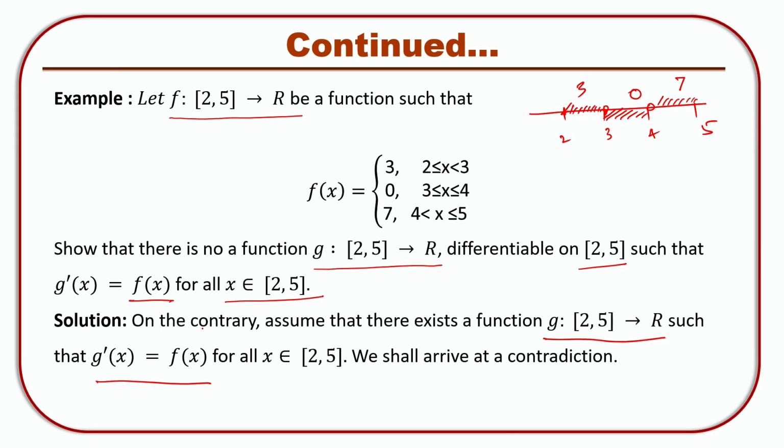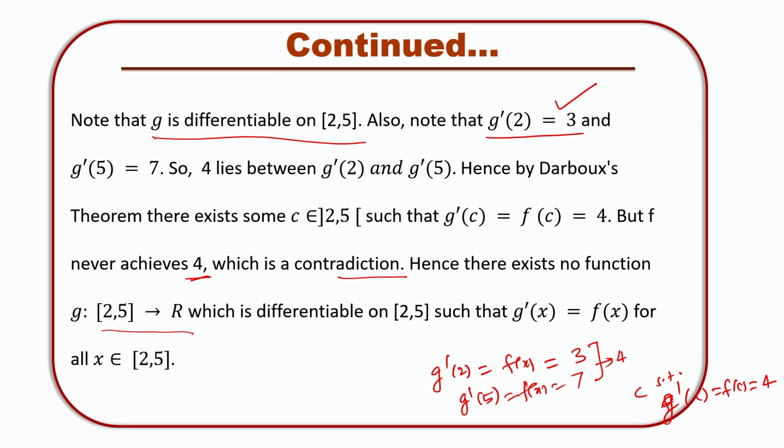As you can see here, there is no 4. There is no 4 because all these are constant numbers between 2 to 3, 3 to 4 and 4 to 5. So g'(x) never achieves that value, and therefore this is a contradiction by Darboux's theorem. Hence that means g, as a function from [2, 5] to R, which is differentiable such that g'(x) equals f(x) for every x belonging to [2, 5], never exists.